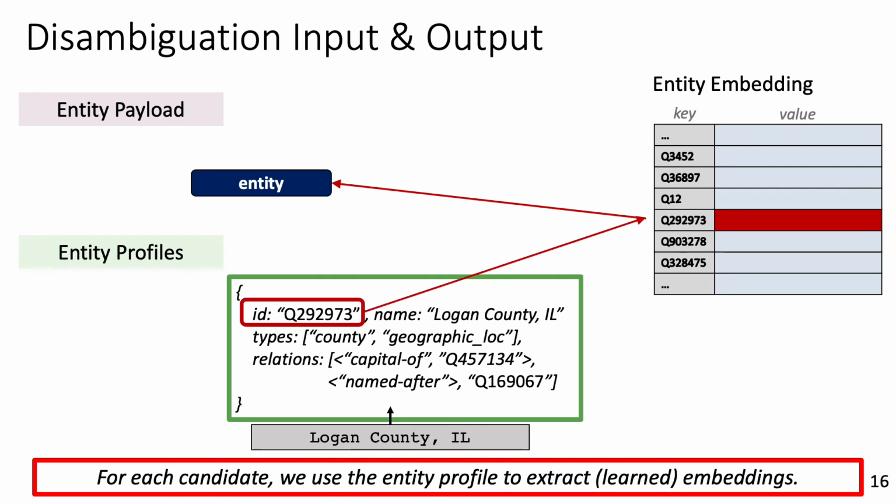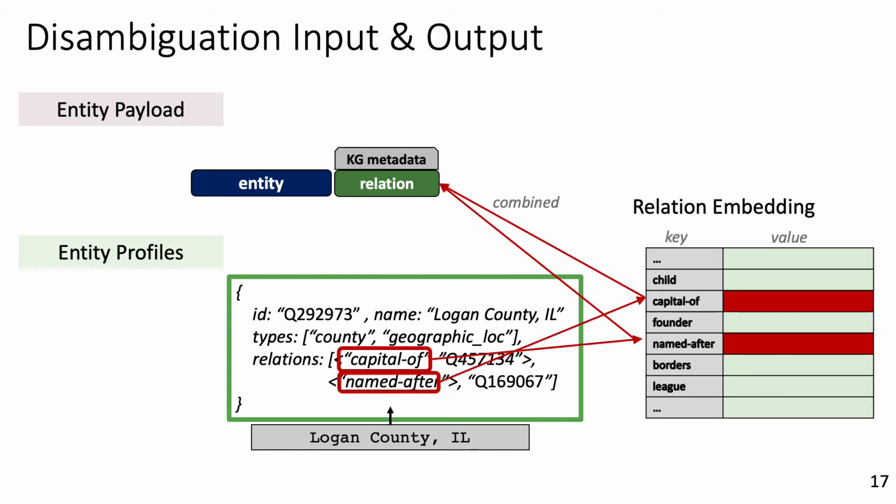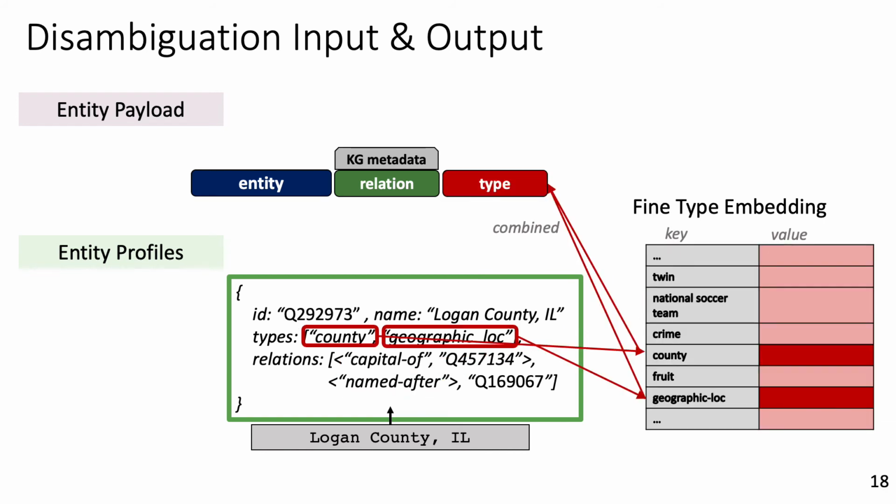We first go ahead and actually query, again, we're using entity embedding, so we go ahead and query for the embedding for the exact entity of Logan County, Illinois, and add that to the payload. We repeat the process for KG relationships, where we get its relationship embeddings, and for its types. Now, fundamentally, what this means is that every single county type is going to get the same embedding.